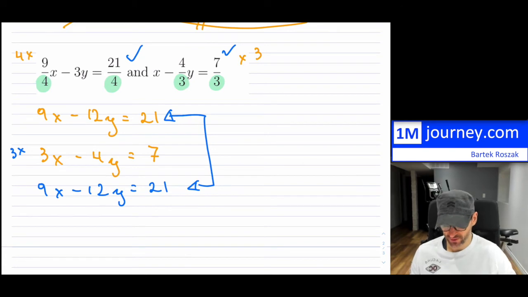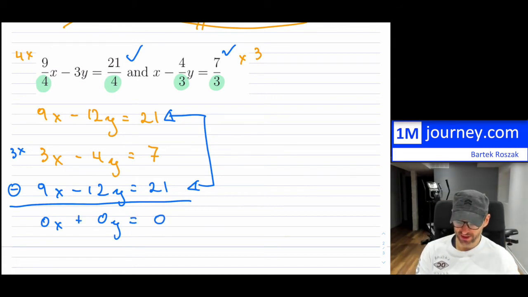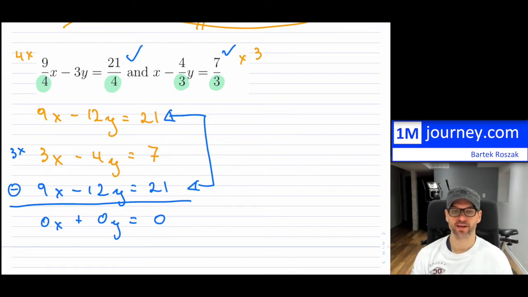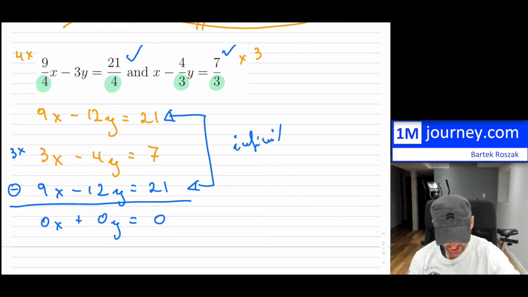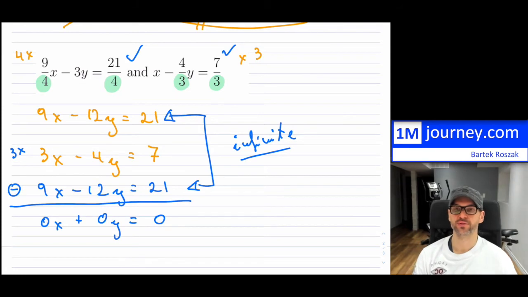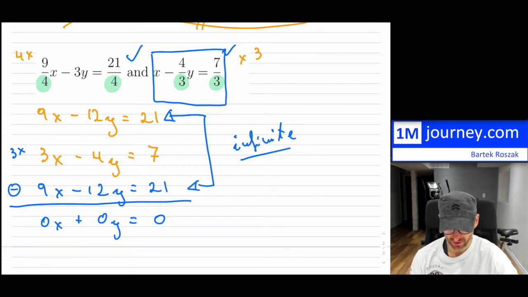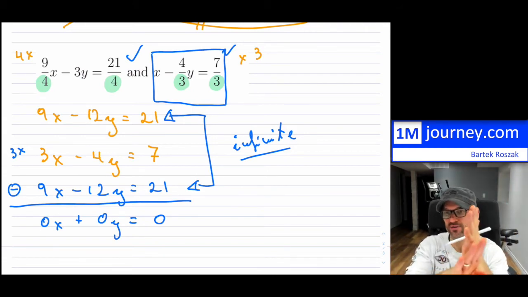What you're going to find is, if you try to use elimination here and subtract, you're just going to get 0x, and then 0y, and then 0. If this happens, these two lines are actually the same. So you have an infinite number of solutions because they are exactly the same line. Your answer is the line itself. Where do they intersect? They intersect at the line, and you can pick any point because they're the same line, lying right on top of each other.